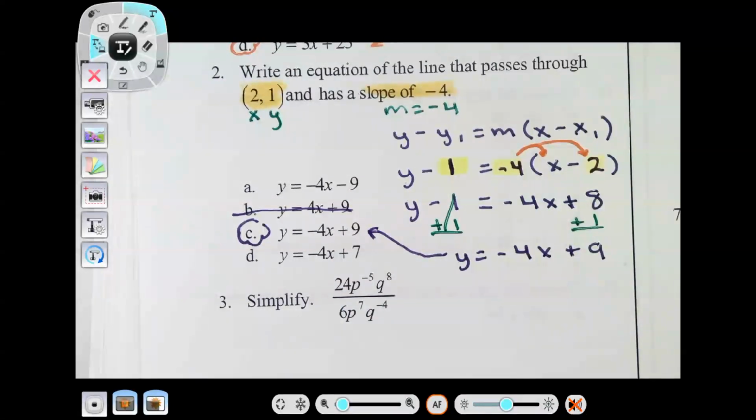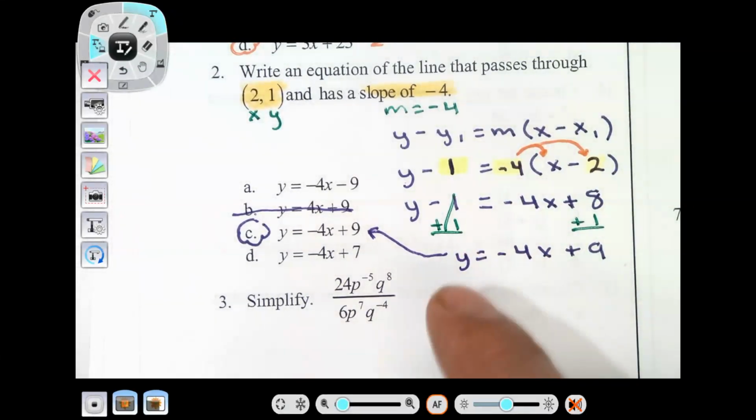So again, it's one of the skills that you need to leave this class knowing how to write the equation of a line. So yes, it's going to show up on this test, and be ready for it. It's going to show up on the next one and the next one after that. We need to know how to do this. Once you learn how to do this, you'll get this question right every time on every test.